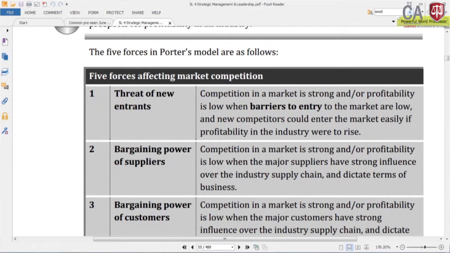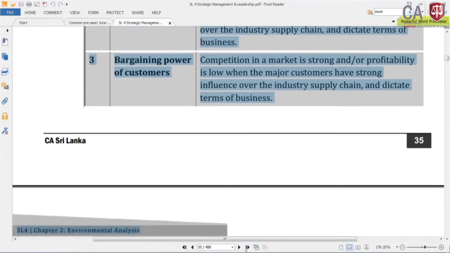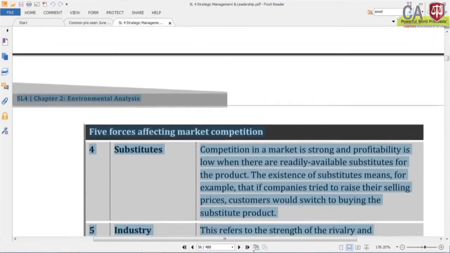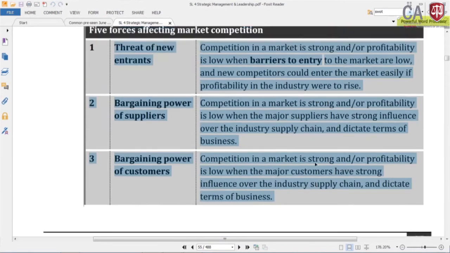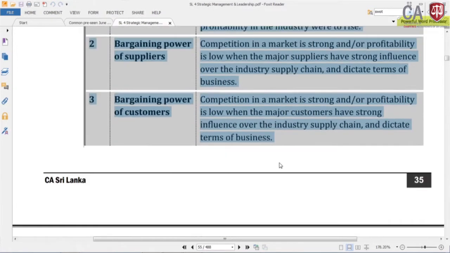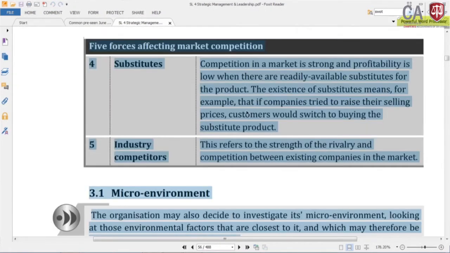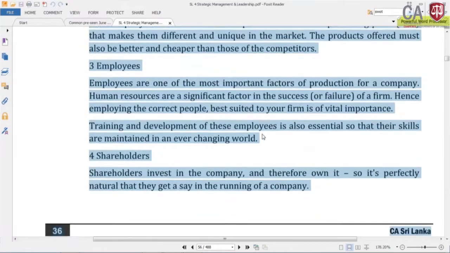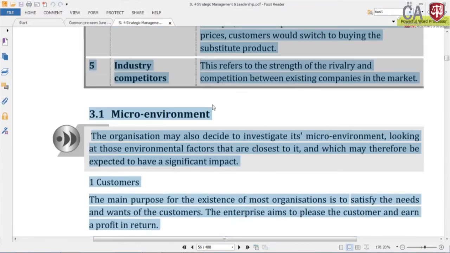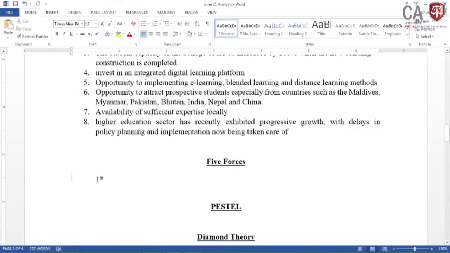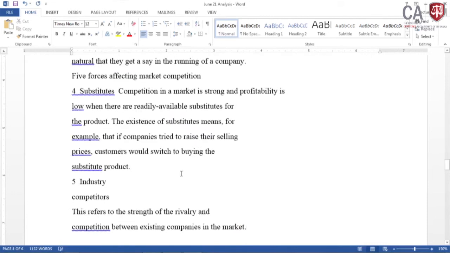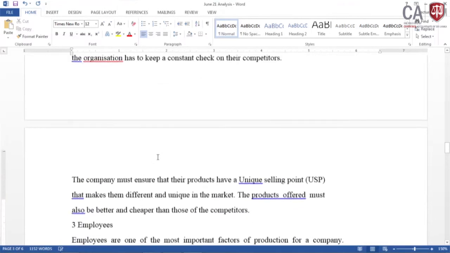5 forces, no? Threat of new entrants, bargaining power of suppliers, bargaining power of customers, substitutes, industry competitors. Right, we'll check whether we can develop this one. So many things came now.